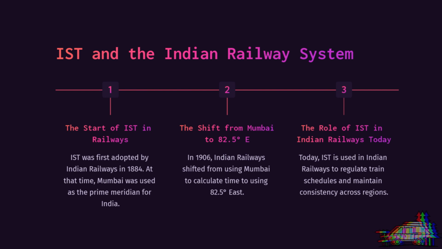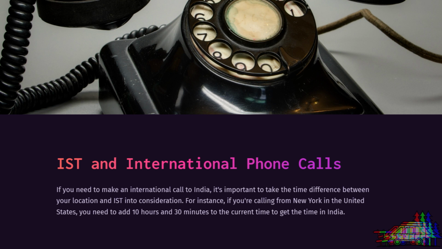The role of IST in Indian Railways today. Today, IST is used in Indian Railways to regulate train schedules and maintain consistency across regions. IST and international phone calls. If you need to make an international call to India, it's important to take the time difference between your location and IST into consideration. For instance, if you're calling from New York in the United States, you need to add 10 hours and 30 minutes to the current time to get the time in India.